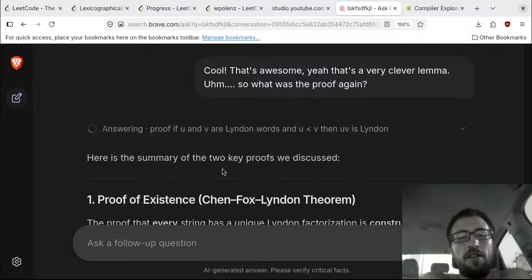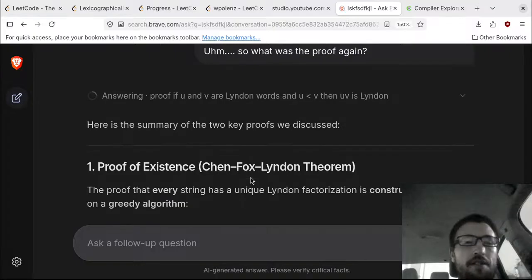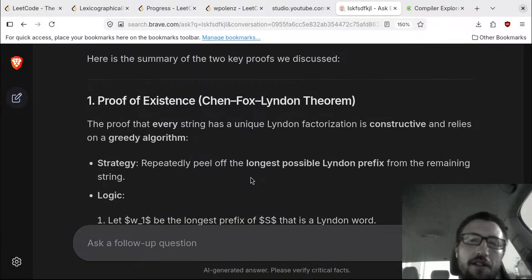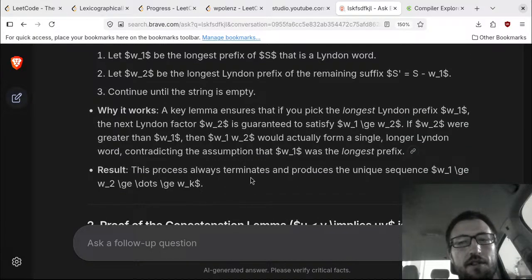Summary of the two key proofs we discussed. Proof of existence: the Chen-Fox-Lyndon theorem, the proof that every string has a unique Lyndon factorization, is constructive and relies on a greedy algorithm. So why it works: a longer prefix would actually form a single longer Lyndon word, contradicting the assumption that W sub 1 was the longest prefix.